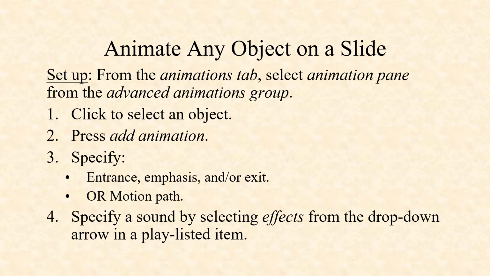The first thing you have to do is select the Animations tab, select Animation Pane. Make sure that you show the pane on the right-hand side of the screen, and that way you can see everything that's going to be happening. Then simply click to select any object on the slide, press Animation, and then specify. You can specify as many as you want: an entrance, an entrance and an emphasis, entrance, emphasis, exit, and so on, or skip all of that and say, give me a motion path.